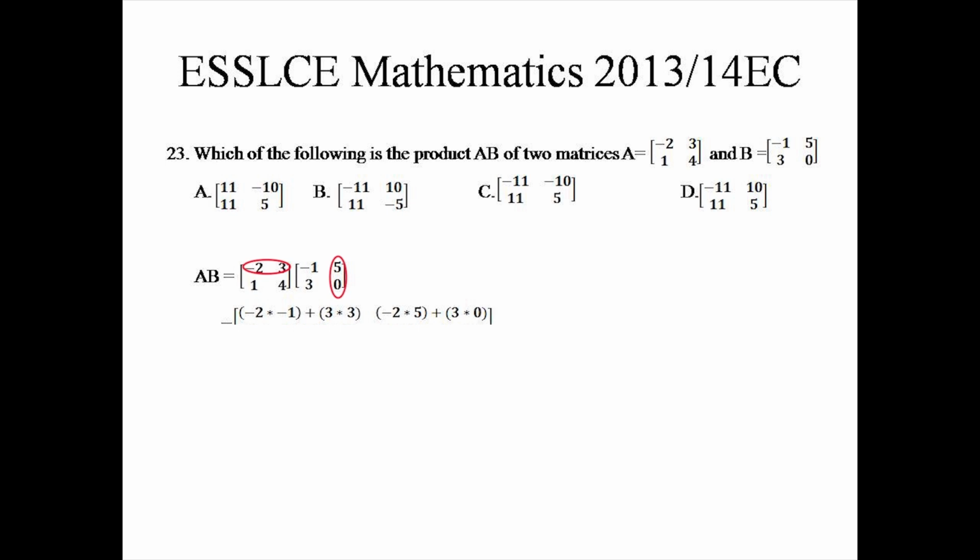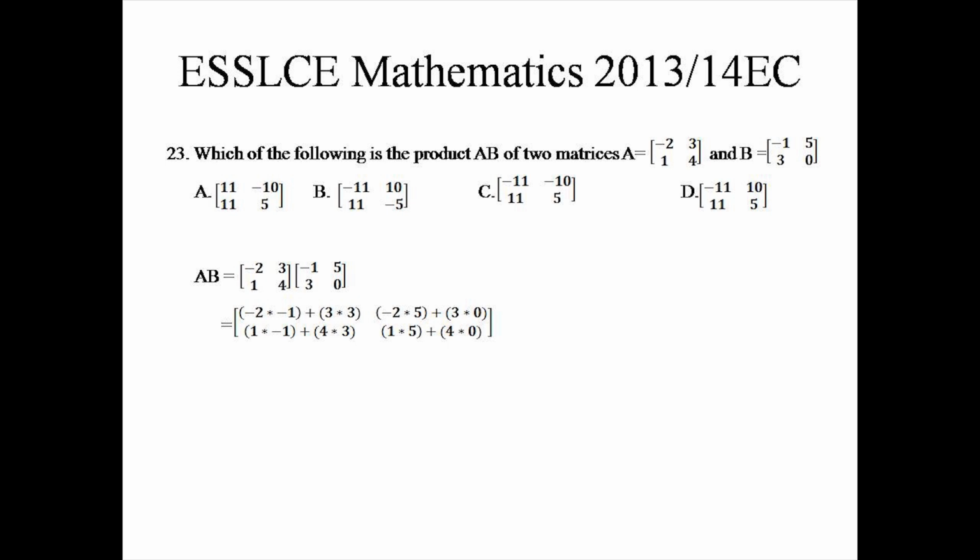Third, determine the sum of the product of second row of A with the corresponding first column of B, that's 1 times negative 1 plus 4 times 3. Finally, determine the sum of the product of second row of A with the corresponding second column of matrix B, that's 1 times 5 plus 4 times 0.